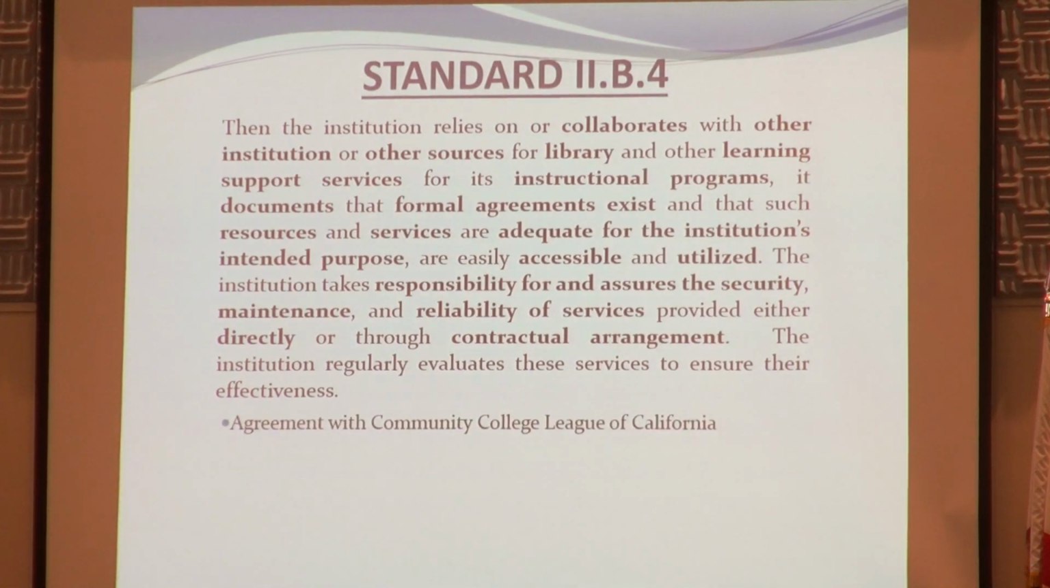So the last subsection reads, the institution relies on or collaborates with other institutions or other sources for library and other learning support services for its instructional programs. It documents that formal agreements exist and that such resources and services are adequate for the institution's intended purpose, are easily accessible and utilized. The institution takes responsibility for and ensures the security, maintenance, and reliability of services provided either directly or through contractual arrangement. The institution regularly evaluates these services to ensure their effectiveness.